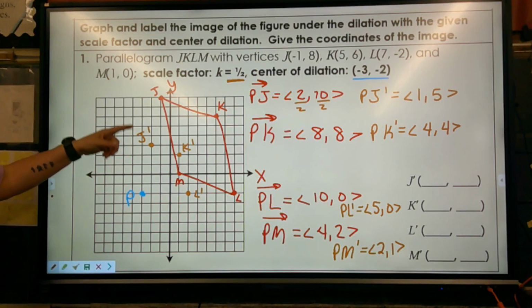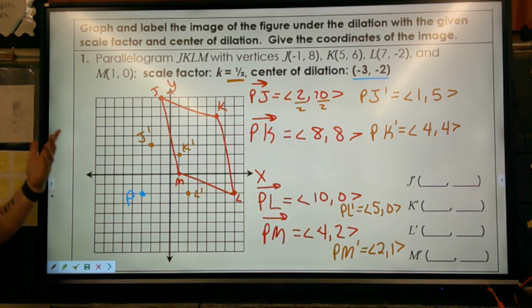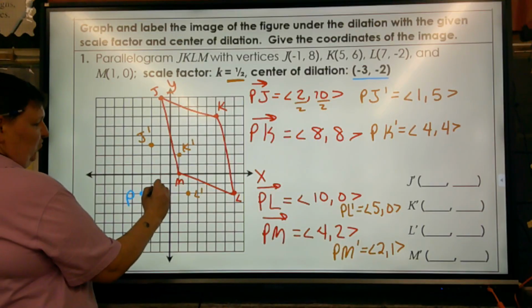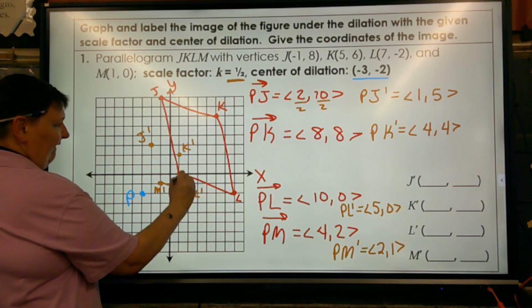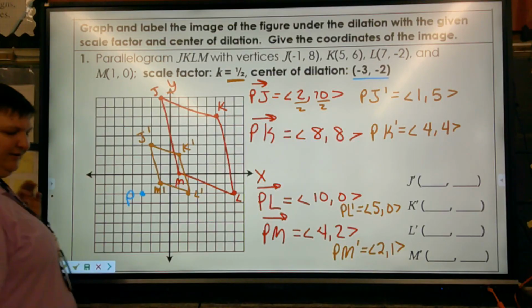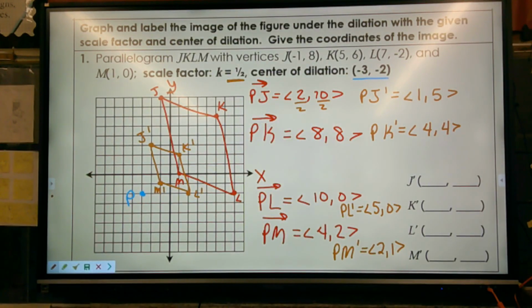You can kind of get the sense that you're moving in the right direction because the center is here, and then you have your J and your J prime in the middle. It's halfway down. That makes sense. At least you know you're moving in the right direction. For M prime, start at P, go 2 to the right, 1 up. Graph and label your image. Finishing off step 4.